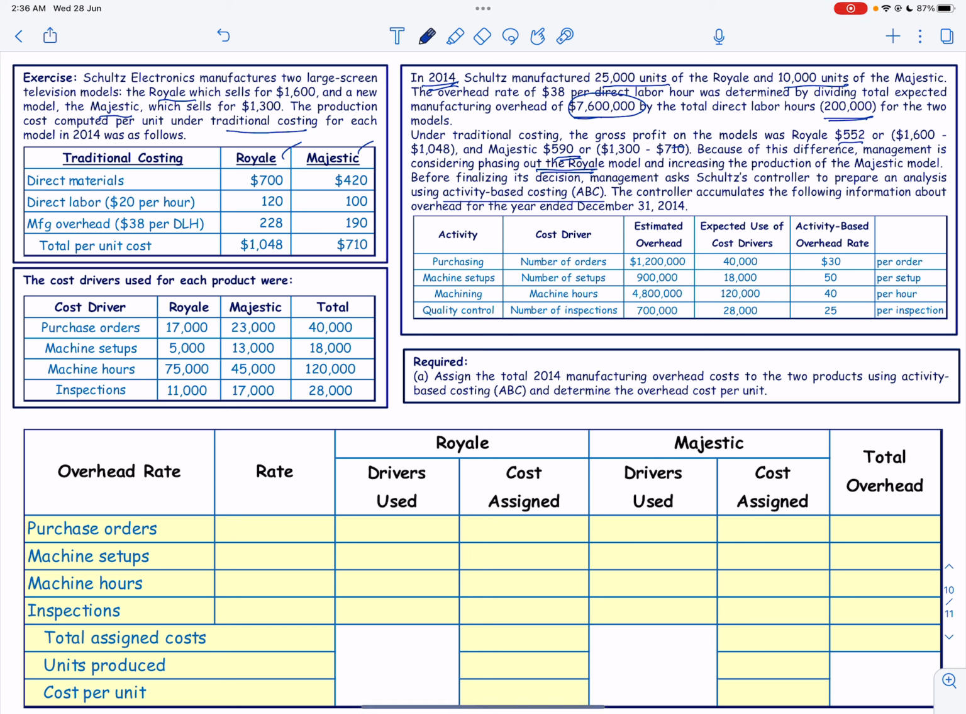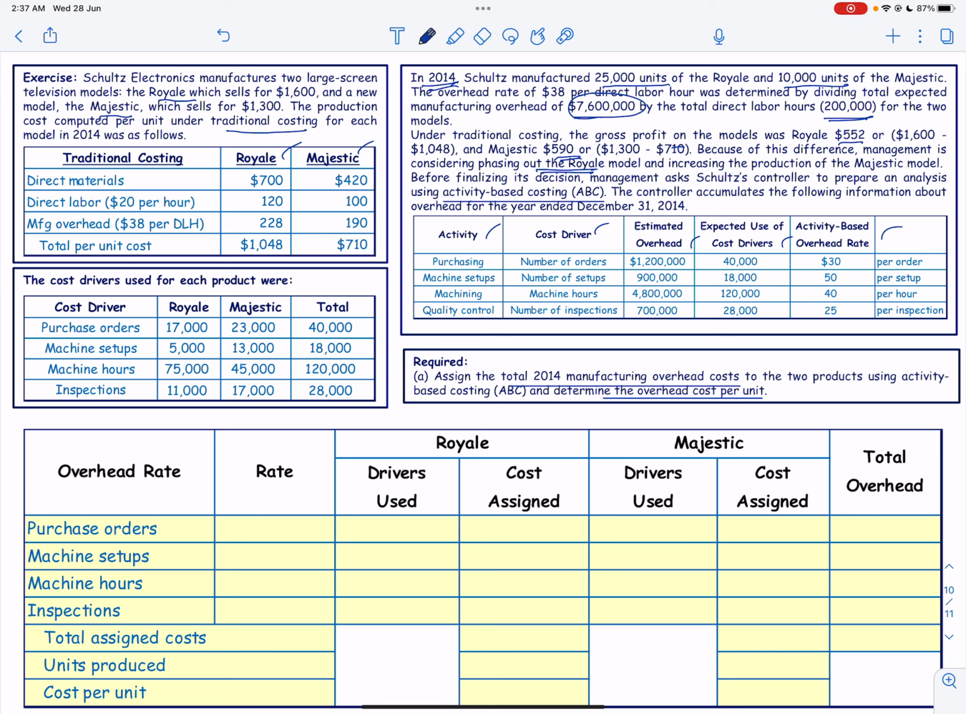The controller accumulates the following information about overhead for the year ended December 31, 2014. So we have the activities, cost drivers, estimated overhead and all. And now, first of all, they ask us to assign the total 2014 manufacturing overhead cost to the two products using activity based costing and determine the overhead cost per unit.